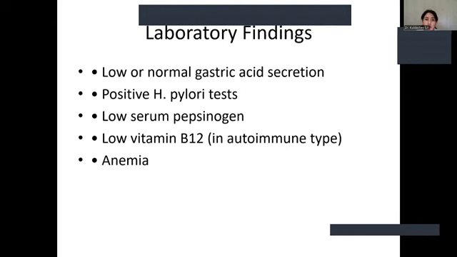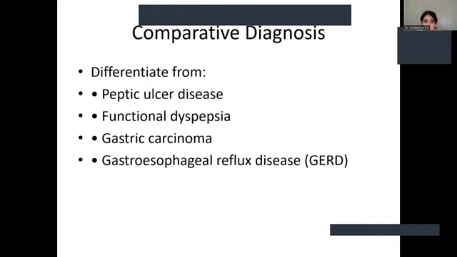Laboratory findings: low or normal gastric acid secretion, positive H. pylori test, low serum pepsinogen, low vitamin B12, and anemia. Differential diagnosis is from peptic ulcer disease, functional dyspepsia, gastric carcinoma, and gastroesophageal reflux disease.